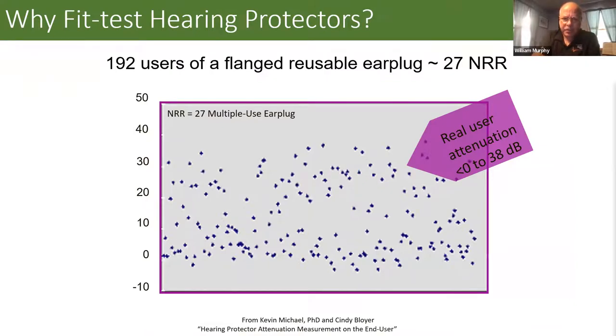Here's an example of 192 users. You know, which user are you? Are you the one down there by zero, or are you the one up there by 35? It's hard to say. I know where I fall. I try to do a very good job inserting my earplugs every time. And it depends. Some earplugs are harder to fit than others. Other earplugs are just plain not comfortable for people. So it's important that you take the time with the worker to make sure that it fits, make sure that they can wear it, and they can do a good job. Next slide.